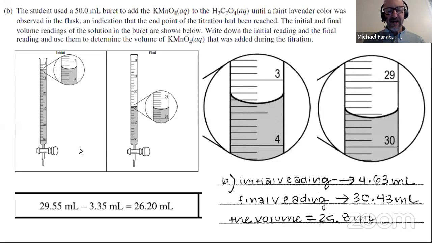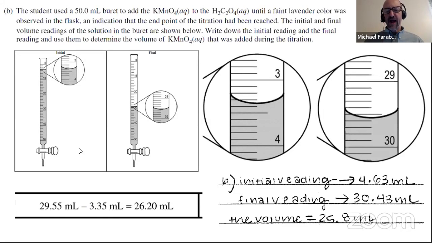So the answer is not, as you can see on the box on the left side of the screen, 26.2, which is what your calculator would give you, but rather 26.20 to show you're consistent with the precision of the burette being read to 2 decimal places and a volume reported with 2 decimal places.